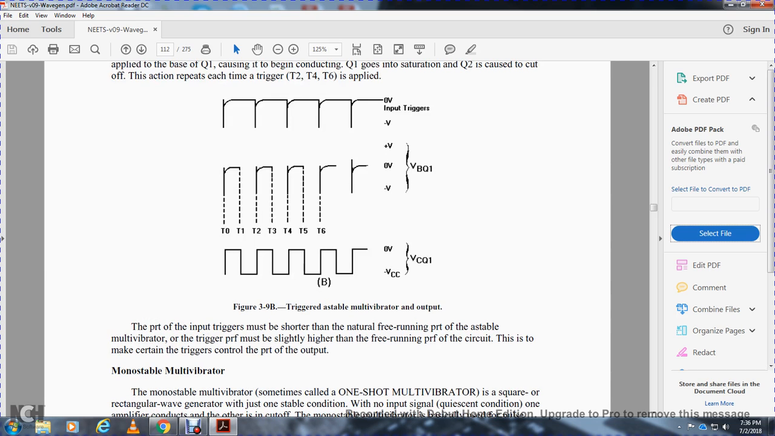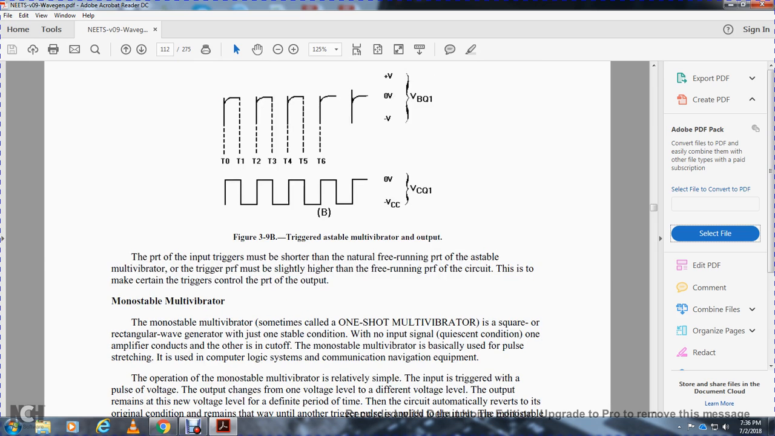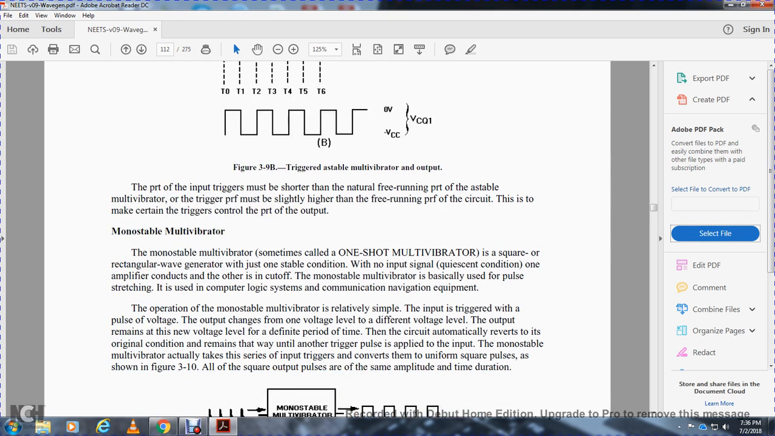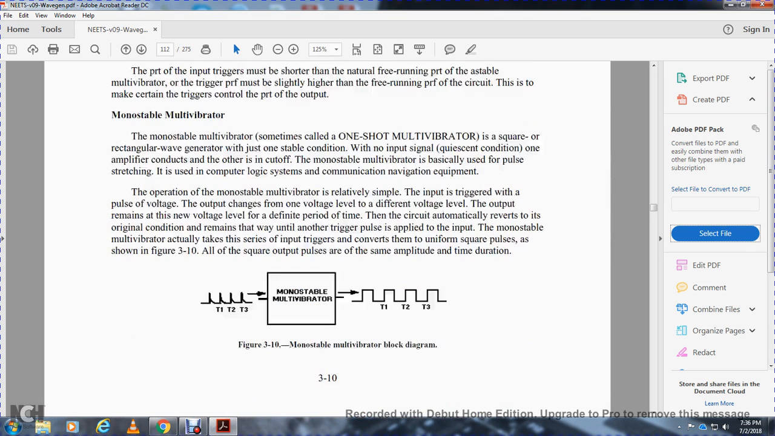Figure 3.9 shows the trigger to the astable multivibrator output, with the input voltage. The PRT of the input trigger must be short compared with the normal free running pulse repetition time of the astable multivibrator. The trigger pulse repetition frequency must be slightly higher than the free running pulse repetition frequency. This is to maintain trigger control of the pulse repetition time.